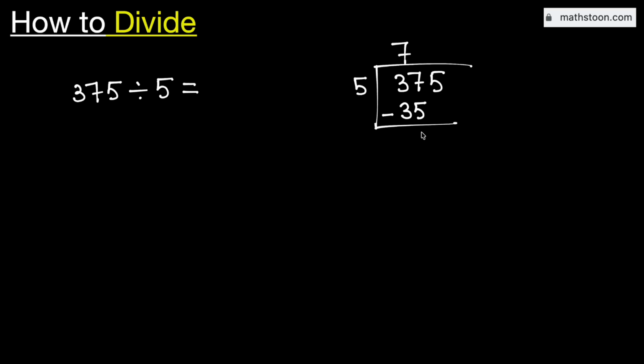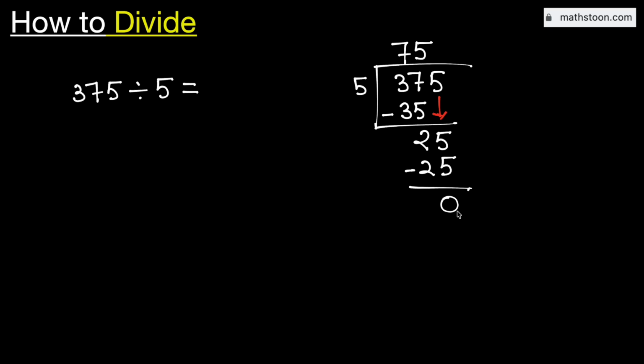Subtract, we get 2. Now this 2 is less than 5. That is why we will bring down this number 5 here. Now we know that 5 times 5 is 25. Subtract, we get a 0.